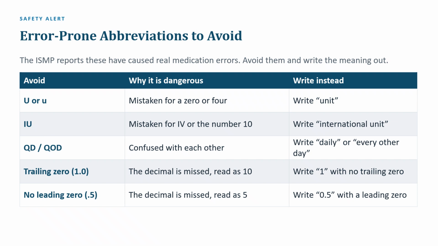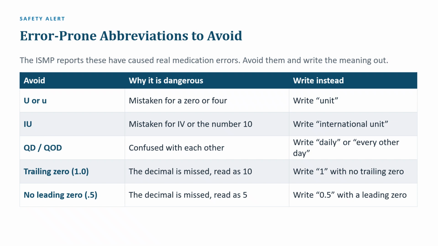Fourth, and this pair is critical, decimal point errors. A trailing zero, such as writing 1.0, is dangerous because if the decimal point is missed, the dose reads as 10. So you just write the whole number with no trailing zero. Conversely, a missing leading zero, such as writing just 0.5, is dangerous because the decimal can be overlooked and read as 5. So you always add a leading zero and write 0.5. Notice the pattern. Every one of these avoids an easy visual misreading that could multiply or divide a dose by a large factor.